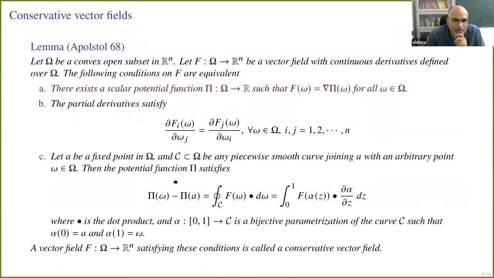If that is true, then it is possible to construct this scalar function through a line integral. Here I'm interested in computing the potential at a point omega, but I have to start somewhere in this set Omega. So take any arbitrary curve that joins the fixed point A and the variable point omega. The difference in the potential can be obtained through an arbitrary path that connects these two points. That's what it means. And this integral is path independent whenever F satisfies these exactness conditions. That's the idea.